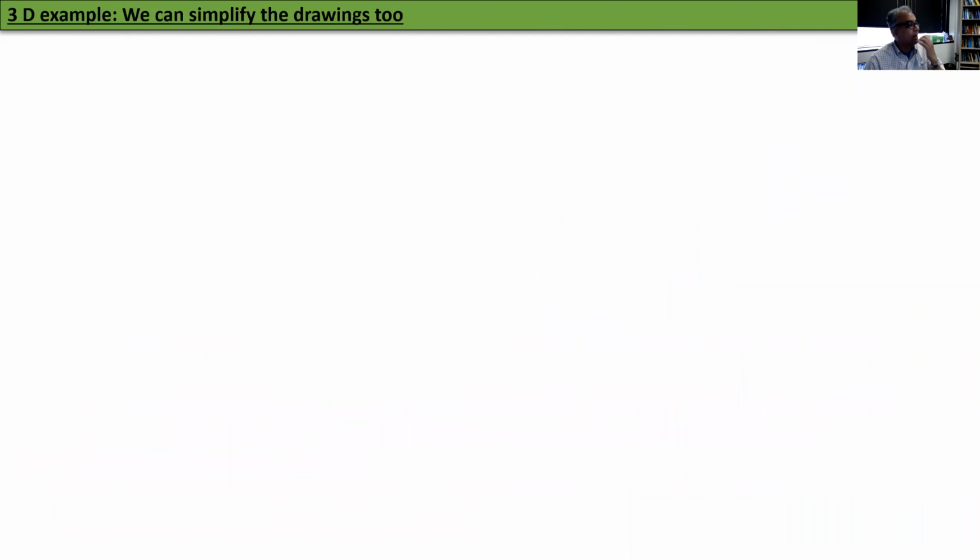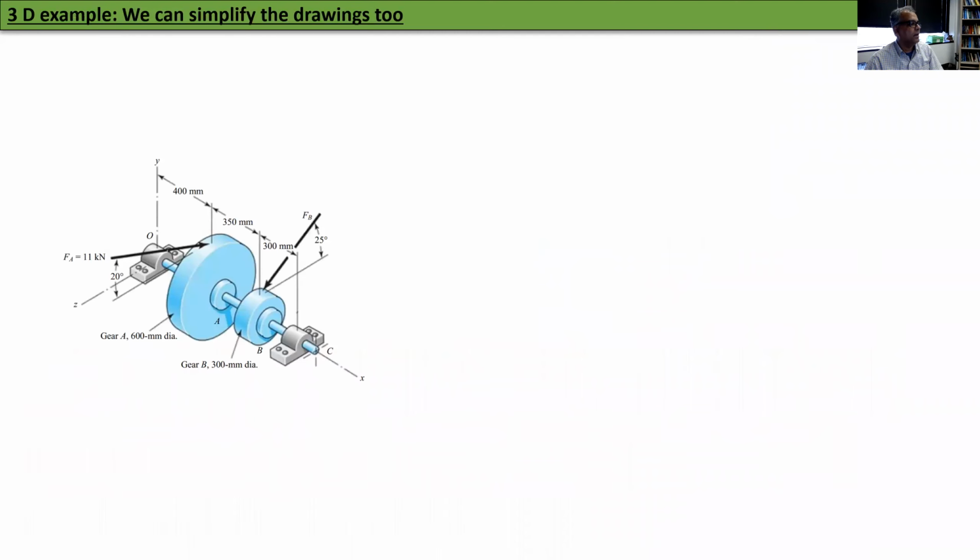Okay. We can simplify the drawings also. I'll do a 3D example to show you what I mean. Here's a 3D gear system with forces on it. I'm going to draw a free body diagram of this. I want you to try and draw it. I will draw it and you will see how I simplified it. Okay, so pause it, draw it, and check. Did you pause it? I told you, if you want to learn, you have to try it out yourself.